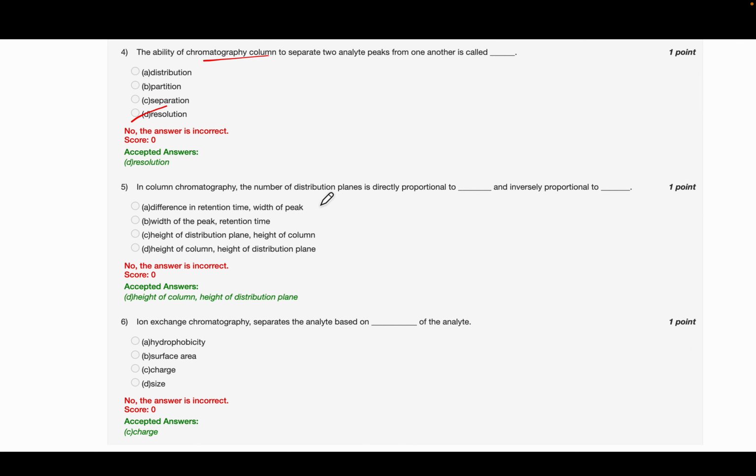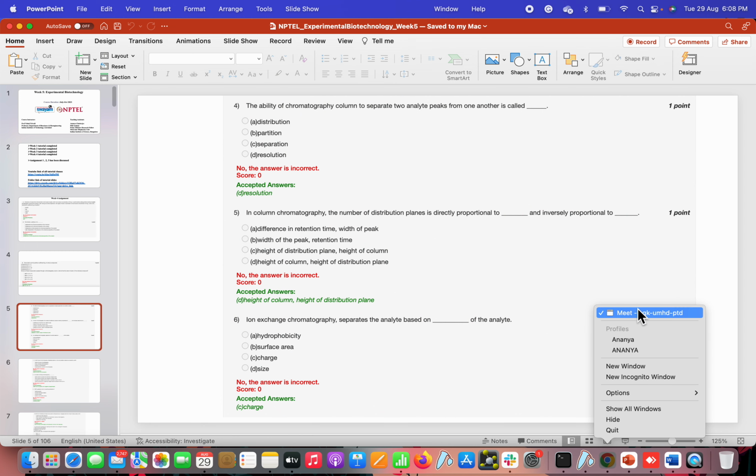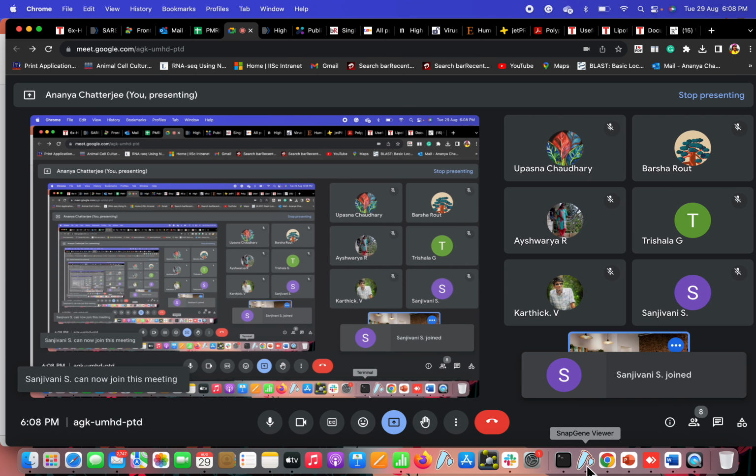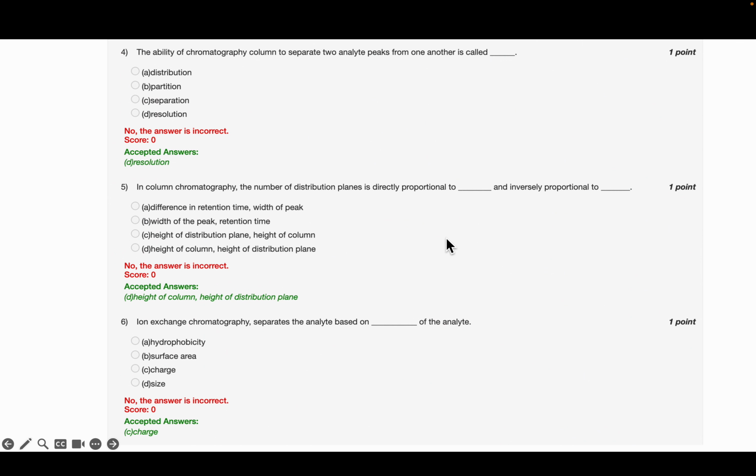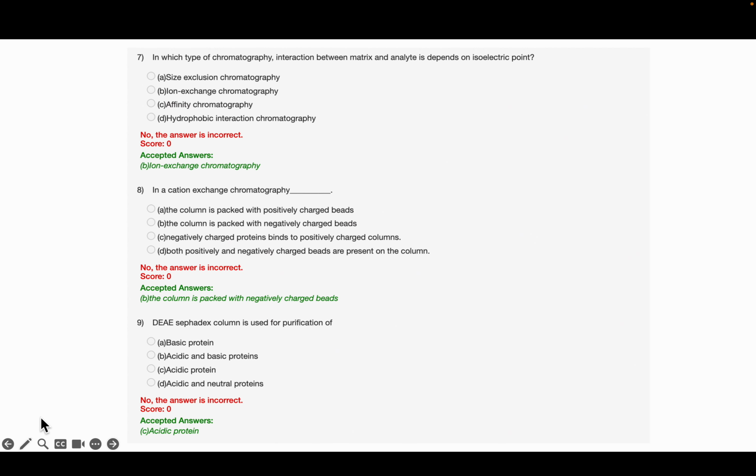In column chromatography, the number of distribution planes is directly proportional to dash and inversely proportional to dash. The number of distribution planes is directly proportional to the height of the column and inversely proportional to the height of the distribution plane. So the answer is this.